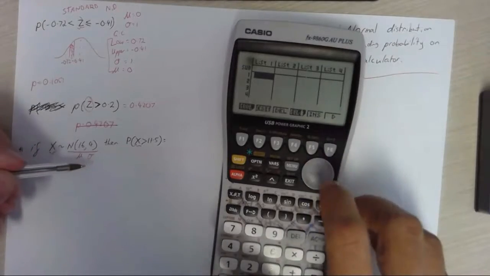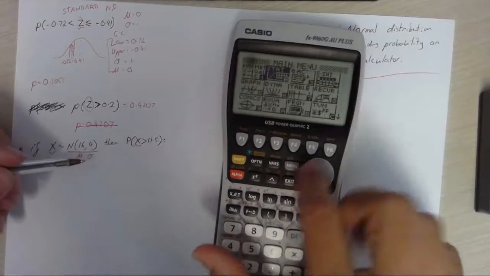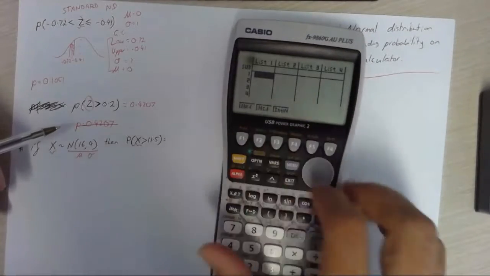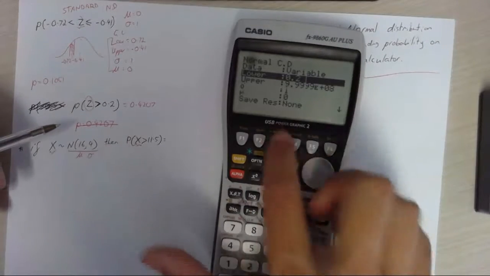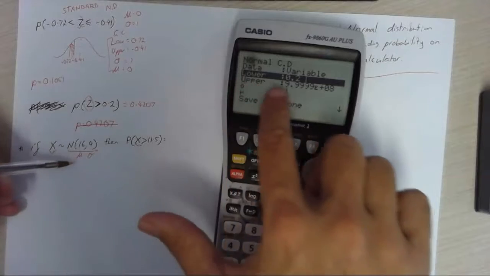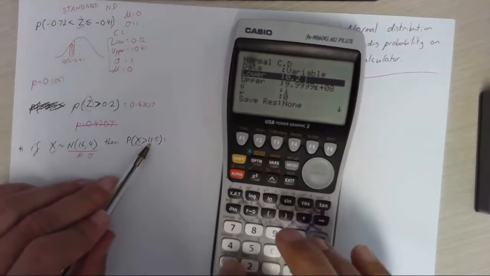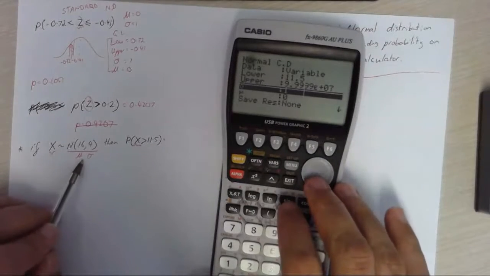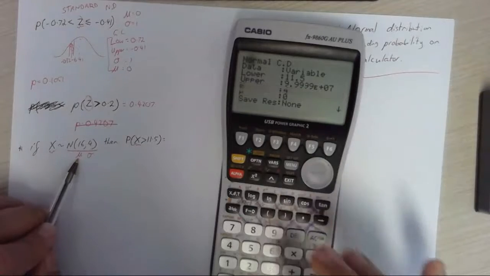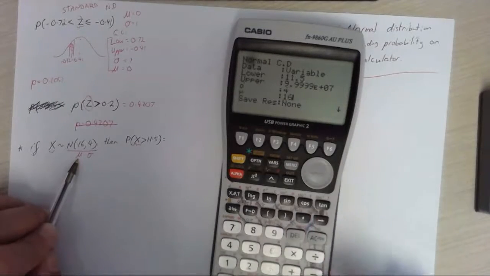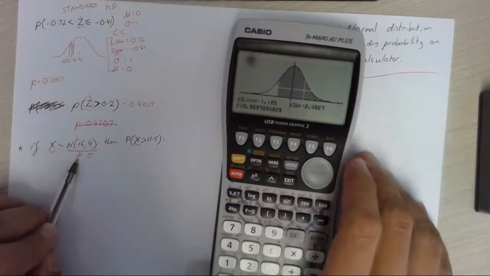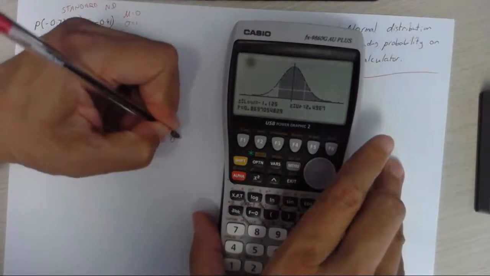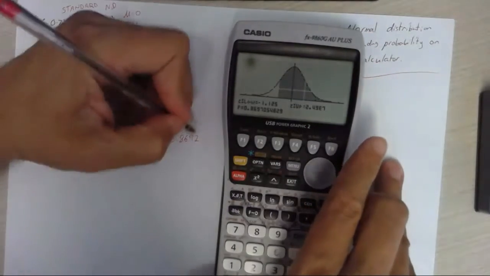Alright, going to our distribution. Distribution, normal distribution, NCD. Alright, so what are we doing? We're doing a lower of 11.5, an upper of a very, very large number. 4 is our standard deviation, and 16, and we'll draw that. And we get something that looks like this. The answer is 0.8697.